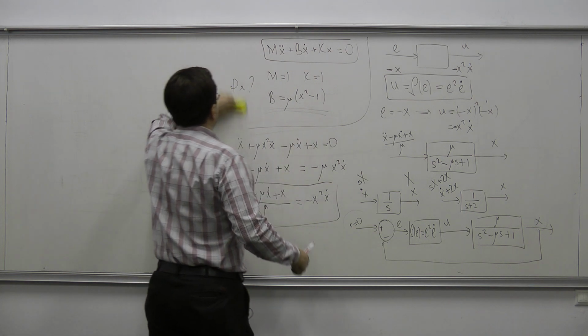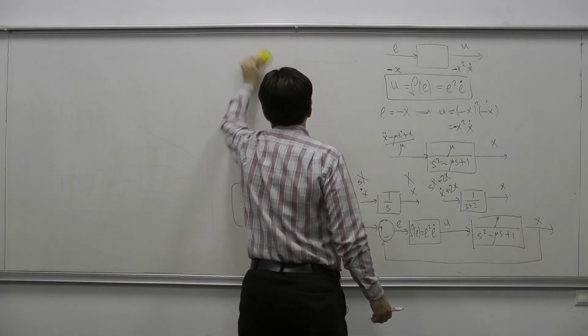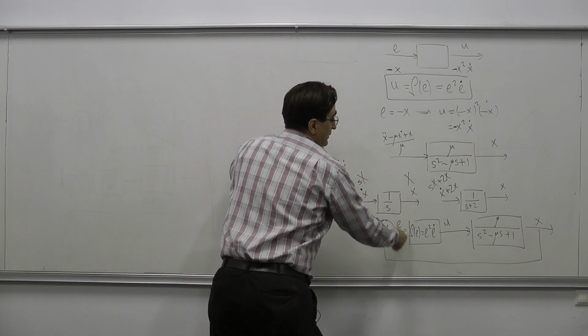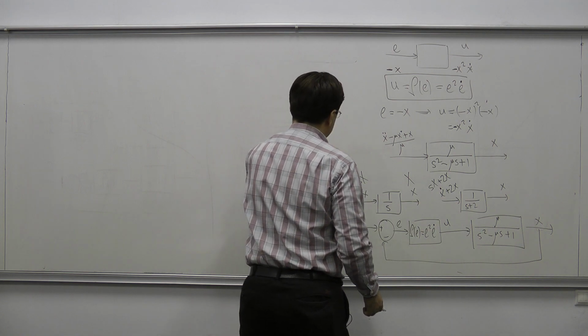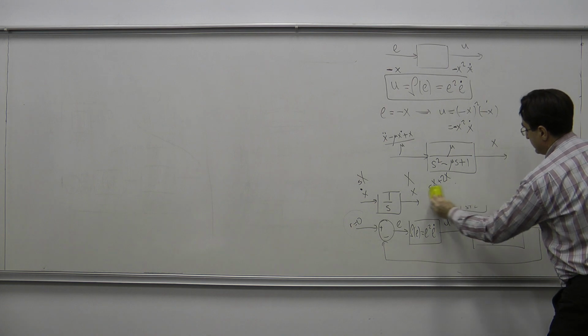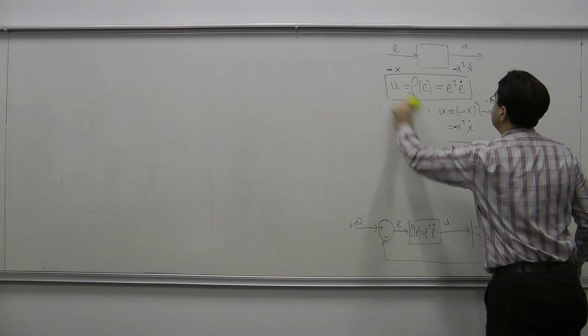So we have separated the linear parts and the nonlinear parts of the van der Pol oscillator. You see there in that system, the nonlinear part is concentrated in that function, and the linear part is concentrated in the second block, in the forward path. All right?